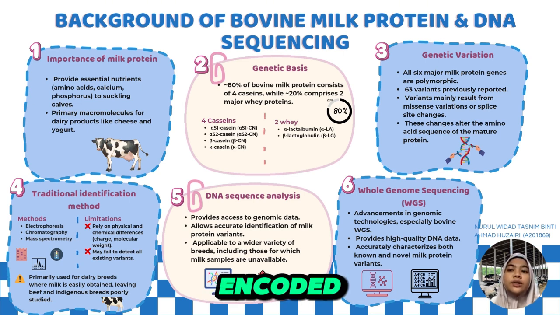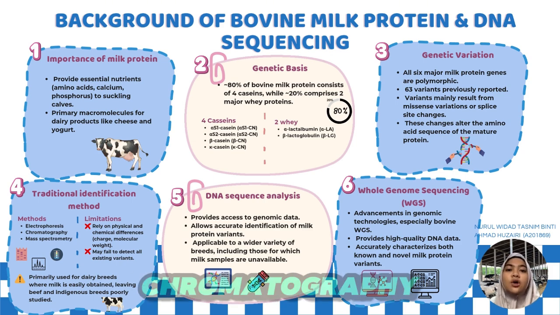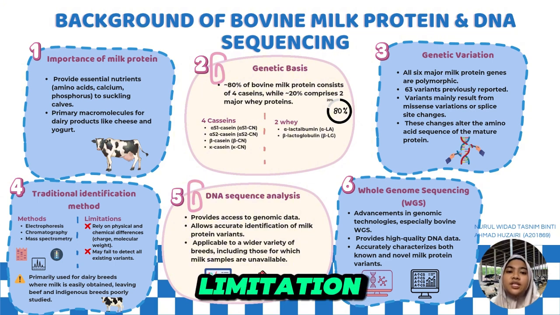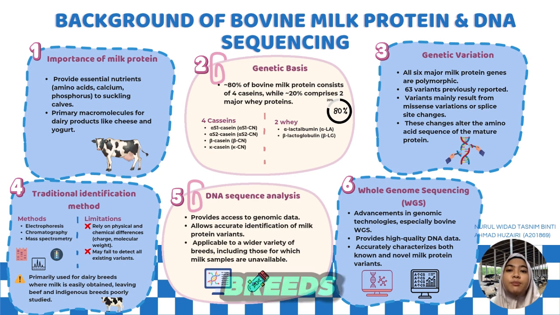These proteins are encoded by specific genes in cattle. However, these genes are polymorphic, meaning they have many genetic variants. In fact, around 60 variants have been reported, and these changes can affect the amino acid sequence of the proteins. Traditionally, scientists use methods such as electrophoresis, chromatography, and mass spectrometry to identify these variants, but these methods have limitations because they may fail to detect all variants and are mainly used for dairy breeds only.